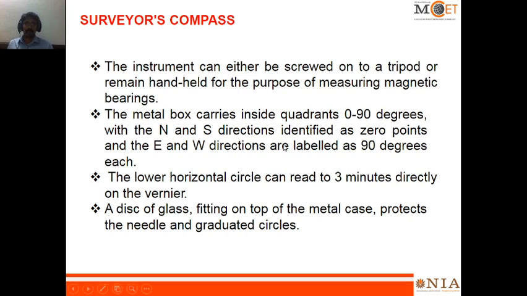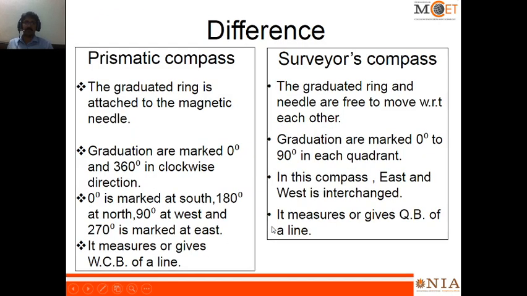Right, 0 to 90 degrees, with the north and south direction identified as 0 point, and the east and west directions labeled as 90 degrees. The lower horizontal circle can read to 3 minutes directly to the vernier. The disc of glass fitting on the top of the metal case protects the needle and graduated circles. So now the difference between those things: the graduated ring is attached to the magnetic needle. Here the graduated ring and the needle are free to move.